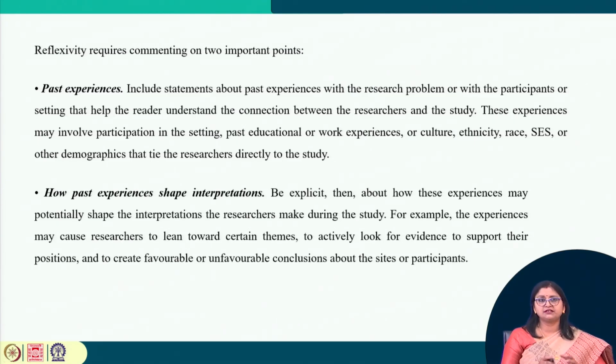So, this reflexivity is important for the researcher's purpose and how past experiences shape the interpretation. Be explicit then about how these experiences may potentially shape the interpretation the researcher makes during the study. For example, the experiences may cause researchers to lean towards certain themes, to actively look for evidence to support their positions and to create favorable or unfavorable conclusions about the sites or the participants.